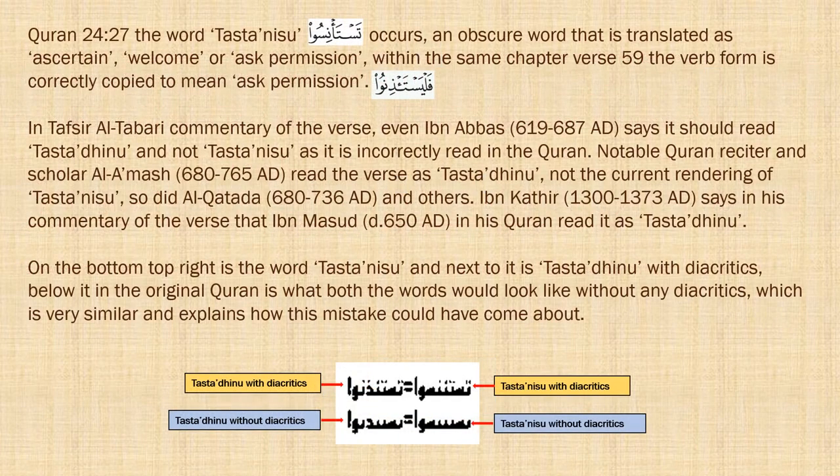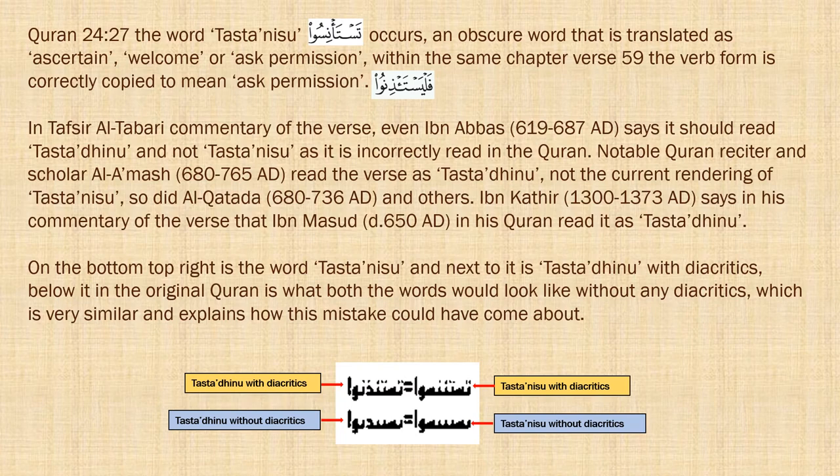In Quran 24:27, the word Tasta'nisu occurs, an obscure word that is translated as ascertain, welcome, or ask permission. However, within the same chapter, verse 59, the verb form is correctly copied to mean ask permission, فَلْيَسْتَأْذِنُوا. In Tafsir at-Tabari, commentary of the verse, even Ibn Abbas says it should be read tasta'zinu and not tasta'nisu, as it is incorrectly read in the Quran today.